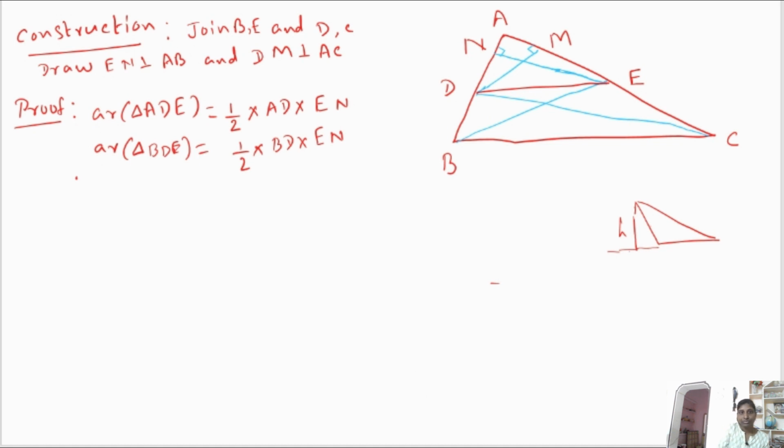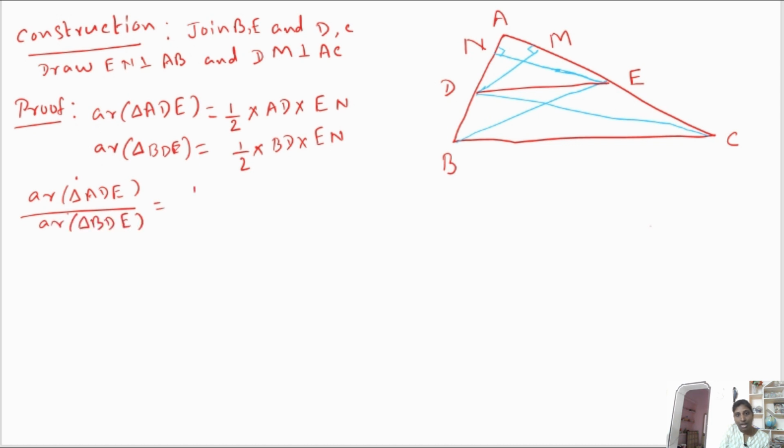So here what is the area? Half into BD into EN. Clear? I hope it is clear to all of you. Okay, now let's move ahead. Now let us take the ratio of the area of triangle ADE by the area of triangle BDE.